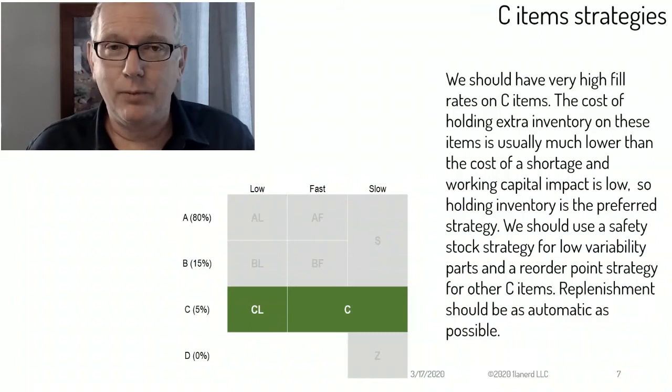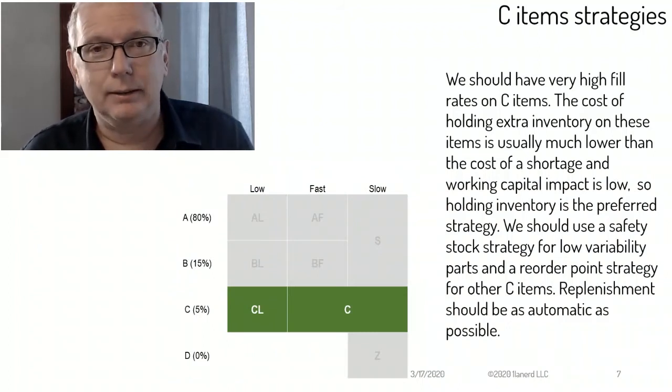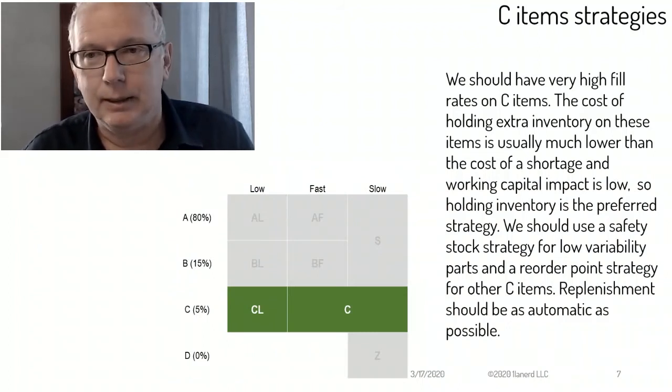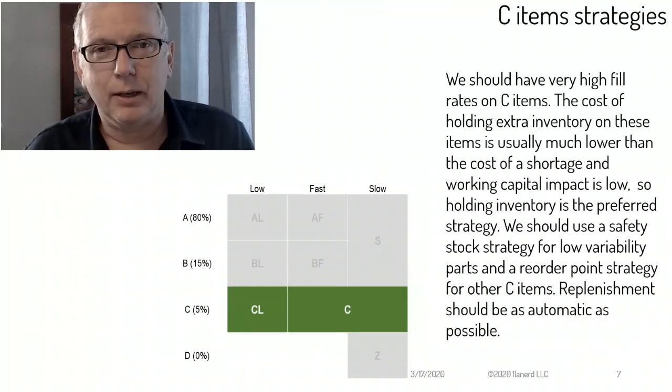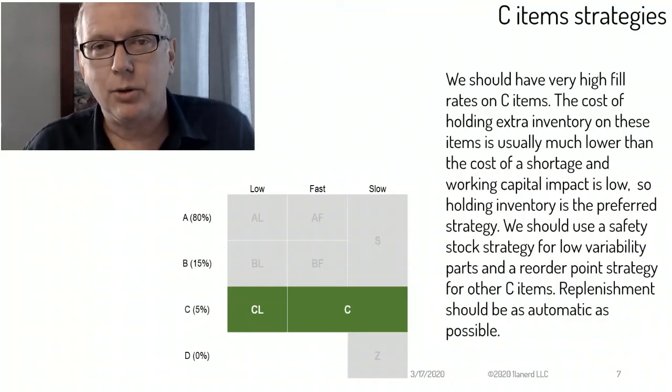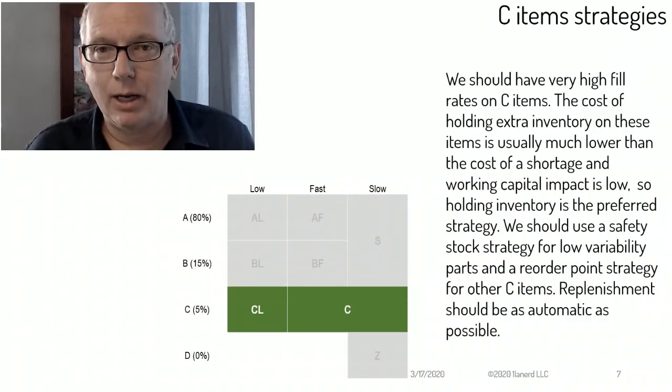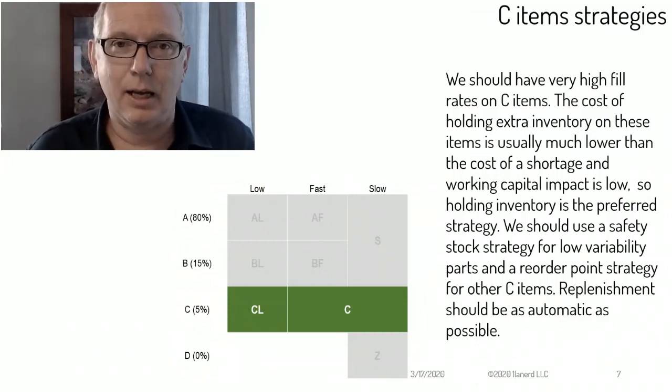And so if we've got rivets and screws and tape and small items that we have that are low value, we want to make sure we have enough stock on hand that we never run out. We should never stop a production line based on a shortage in C items. We should also never expedite C items.